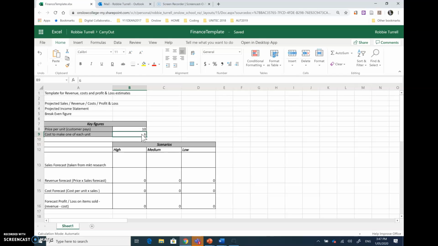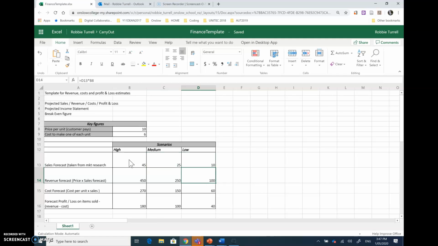However, if we've got these figures, the price and the cost, the next thing we need to work out is the sales forecast. I did a video not so long ago about how we work this one out, and hopefully we come up with different scenarios: a good scenario, a medium, and maybe one where we don't do so well. So for argument's sake, in our high scenario, we thought we were going to sell 45. In our medium, 25. In our low, 10.